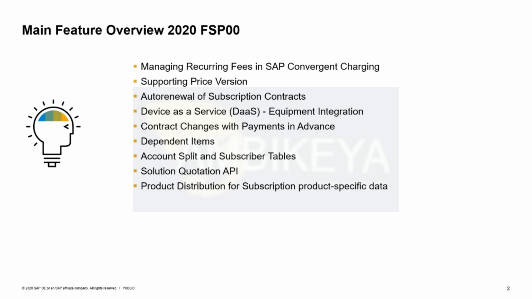Then we have improved the solution quotation API to support additional functionalities from an API perspective. And then, when a subscription product is created, now it is possible to inform an external system of the changes. So these are the major features that we delivered in FPS 00. I will take you through each of them in detail.